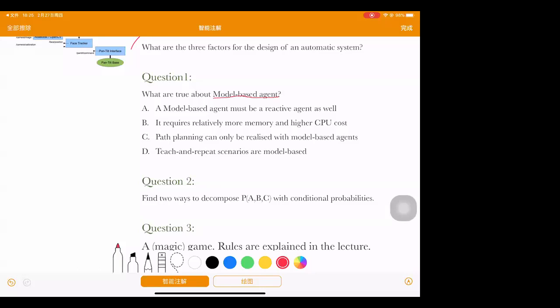More memory and also the CPU cost. Yeah, this is the truth, right? Because you need to store the model. You need to store the model. Okay, I will clear all.